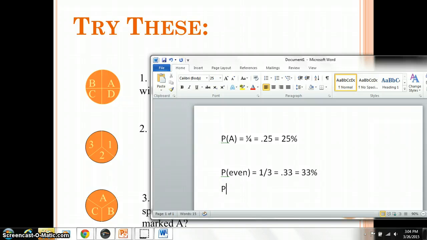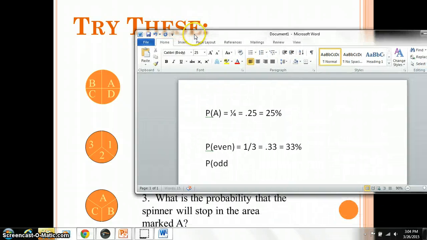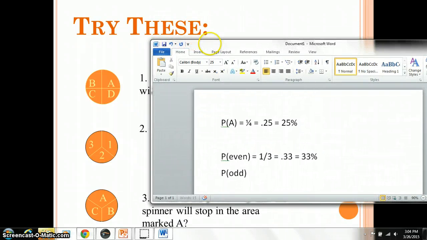Let's find the probability of odd. I think that's the second one. The probability of an odd number. Well, in this case, we really don't even have to count, because we know the odds are all that's left. So if 1 out of 3 is even, then 2 out of 3 must be odd, which is 0.66, which equals 66%.